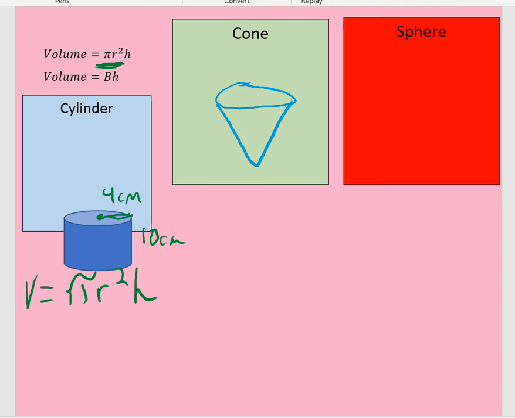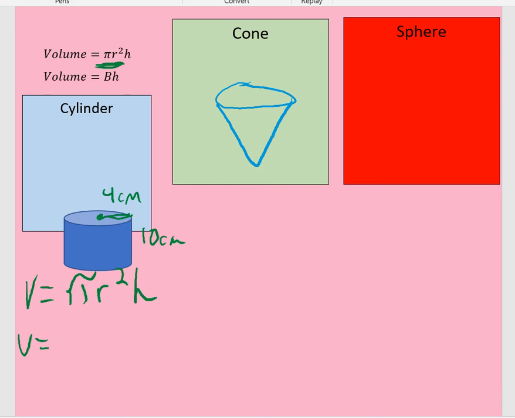This would be like if you had a cylinder-shaped object that you were using on a board game. 4 centimeters is the radius for the circle, so we're not talking about a very big cylinder here, okay? Something that's maybe less than an inch tall. 4 centimeters, 10 centimeters. We have all the information we need.